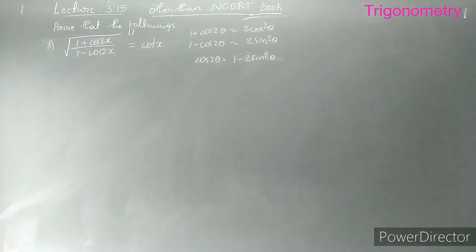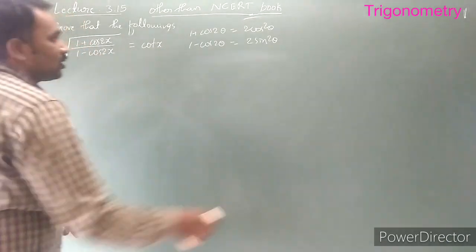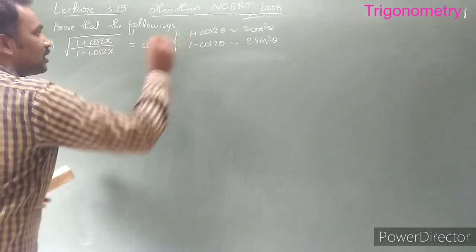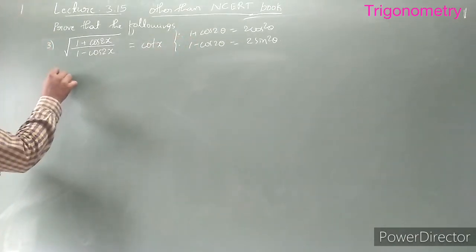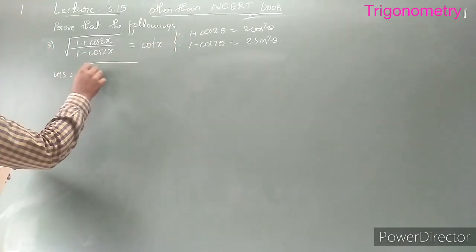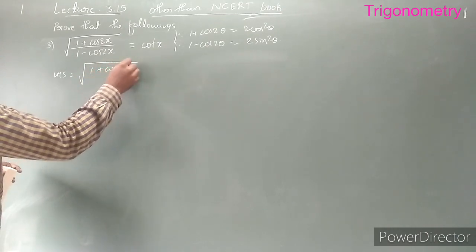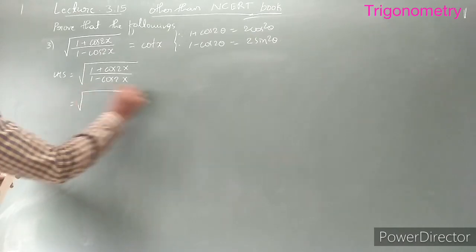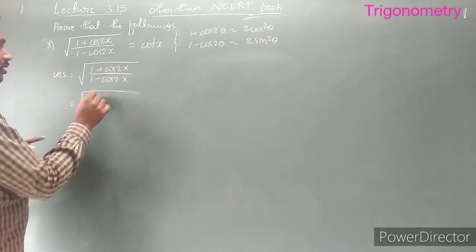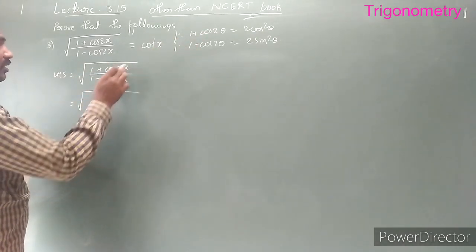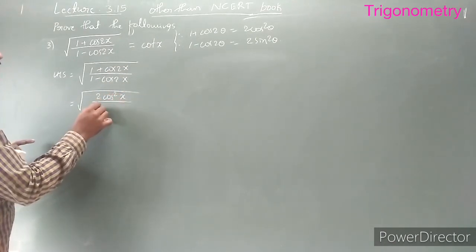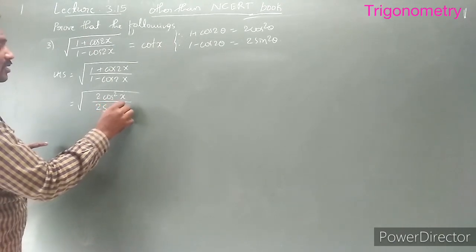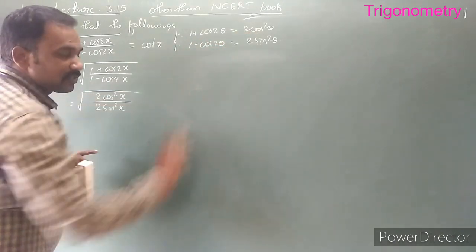Anyhow, I am just using these two formulas directly. What happens? LHS is equal to the square root of 1 plus cos of x divided by 1 minus cos of x. What can we write for 1 plus cos of x? 2 cos square x by 2, divided by 1 minus cos of x, which can be written as 2 sin square x by 2. Here it is in terms of theta.